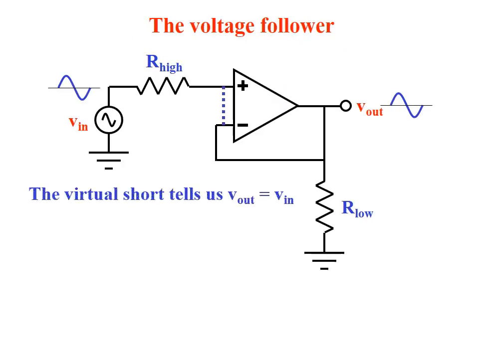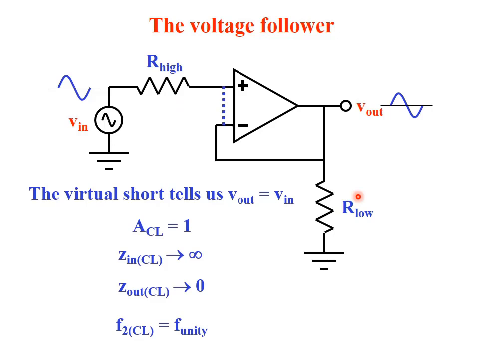The last application we will cover in this course with the op-amp is called the voltage follower. In the voltage follower, the input AC source has a high output impedance, R high, this one. The load has a low impedance, R low. And as you can see, the negative feedback here is a direct feedback. No resistor is used here. So that's the highest feedback possible.